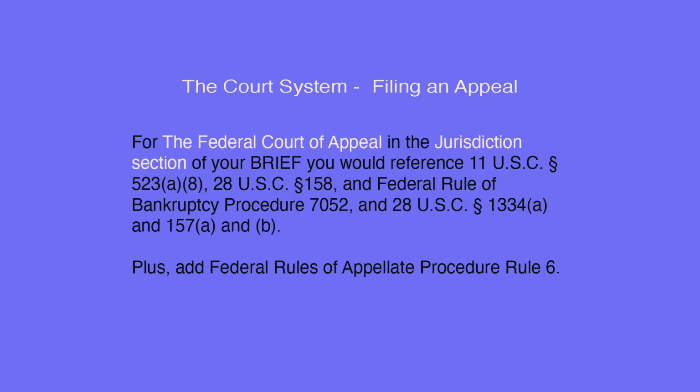For the Federal Court of Appeal, in the jurisdiction section of your brief, you would reference 11 U.S.C. Section 523(a)(8), 28 U.S.C. Section 158, Federal Rule of Bankruptcy Procedure 7052, and 28 U.S.C. Section 1334(a) and 157(a) and (b). Plus, add Federal Rule of Appellate Procedure Rule 6.